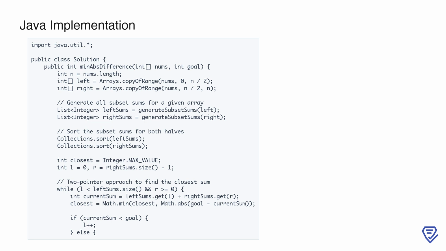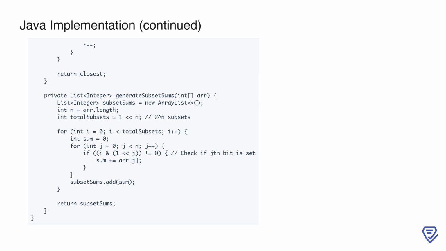By iterating through these lists, we calculate the current sum of the two pointers, update the closest difference if needed, and adjust the pointers based on whether the current sum is less than or greater than the goal. Now, if the current sum is less than the goal, the left pointer increments to explore a larger sum. Otherwise, the right pointer decrements to explore a smaller sum. This process continues until the pointers either cross or we exhaust one of the lists. Once the loop completes, the closest variable holds the smallest absolute difference between any subset sum and the goal, which is then returned as the result.